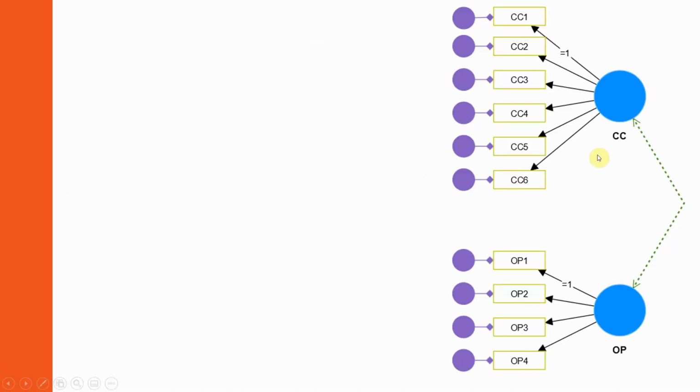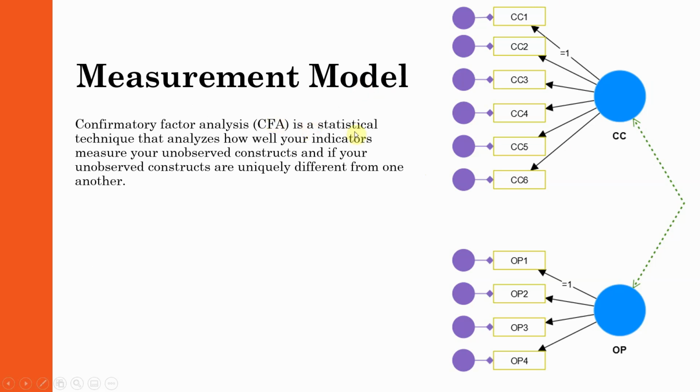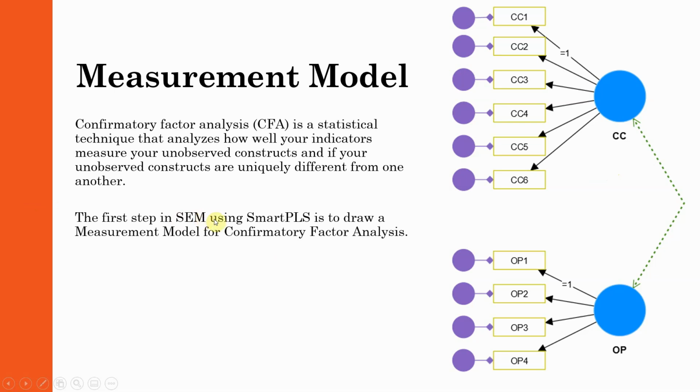Now this is a sample measurement model, because SEM will have two submodels, and this is the measurement model. Confirmatory factor analysis is a statistical technique that analyzes how well your indicators, OP1 to OP4 and CC1 to CC6, measure the unobserved construct. That is, how well these items are measuring these constructs, the blue ones, and whether your unobserved constructs are uniquely different from one another, that is, whether they have discriminant validity.